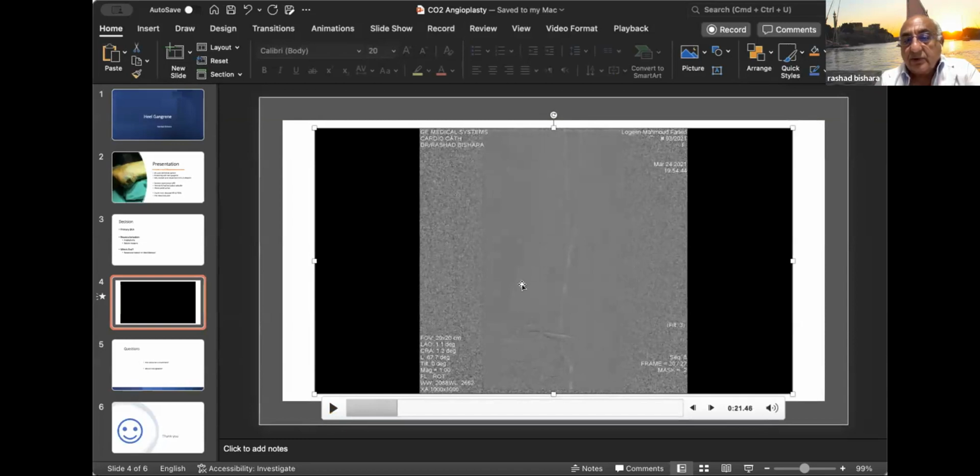There is no more posterior tibial artery. The peroneal artery stops here. And that's the anterior tibial artery, which is going down to the dorsalis pedis. And that's the foot.